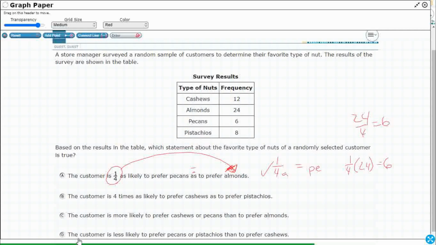So B: the customer is 4 times as likely to prefer cashews as prefer pistachios. All right, so we got it. That 4 times the pistachios right there. So let's see, 4 times the pistachios, I'll put PI, and C for cashews. Actually, no, the pistachios is 8, there we go, equals my cashews is 12. Now, obviously that doesn't work, but hopefully you see where they think the mistake is right here.